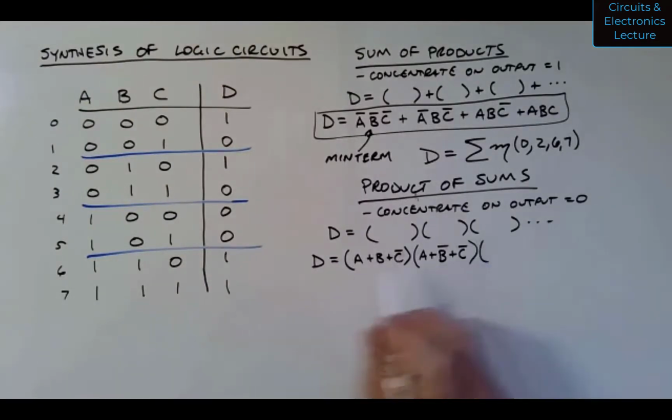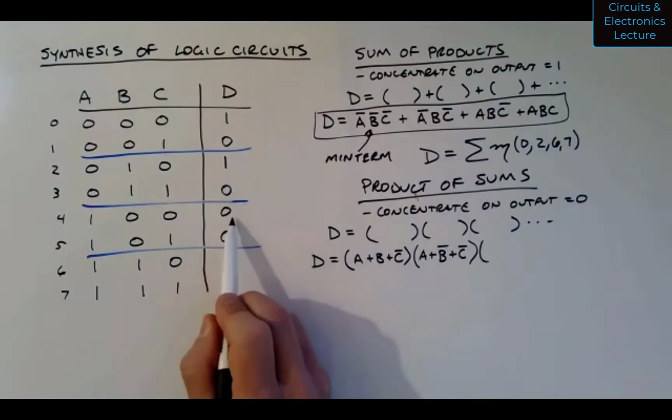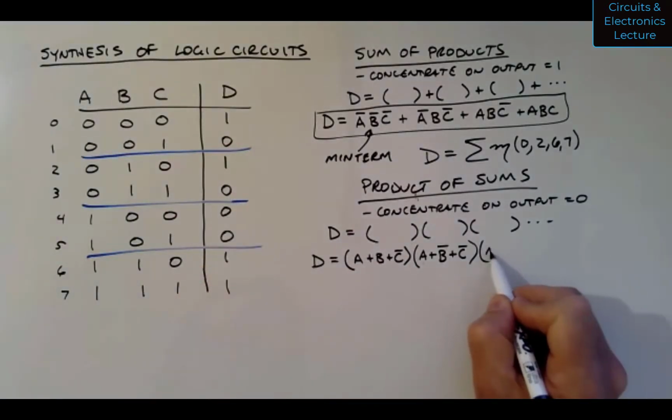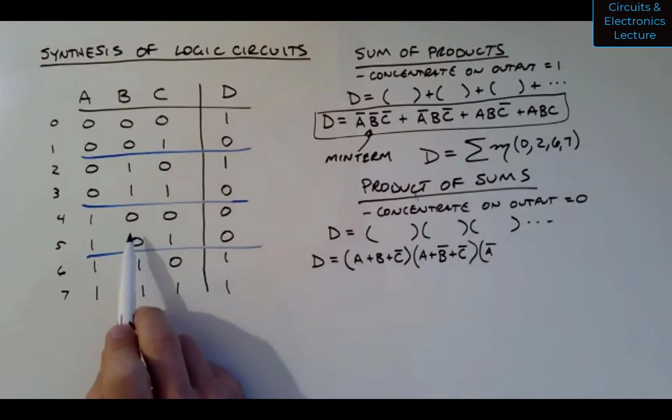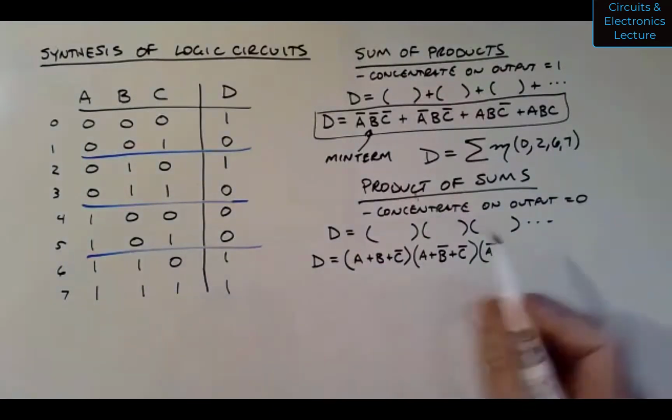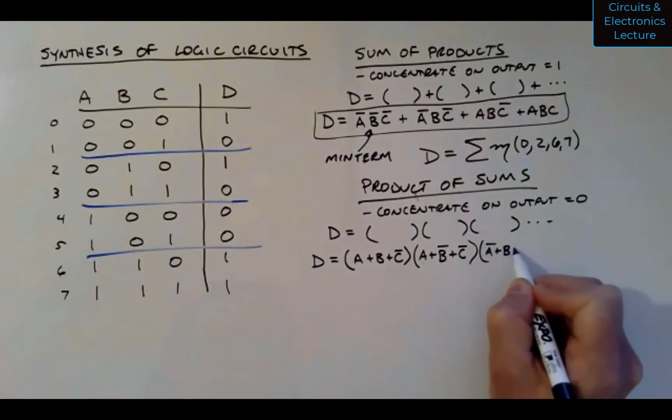And you continue on. Let's go down to, let's see, I just did this row. How about this one? A inverse, ORed with B, ORed with C.